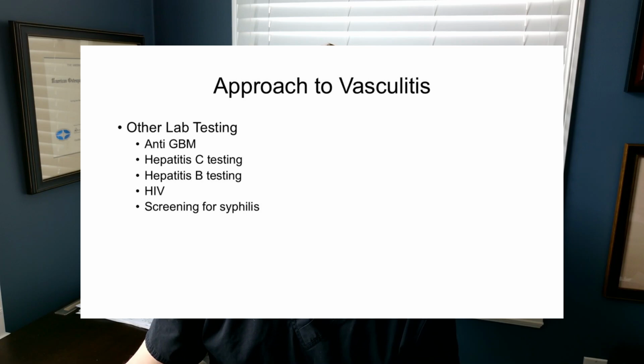Other testing we would want to do since the person's being admitted: if there was renal involvement, we would want to screen them for anti-GBM disease. We should probably screen them for chronic infections, things like hepatitis C, hepatitis B, things like HIV, or if the patient had symptoms of syphilis, then we might want to screen them for that additionally.